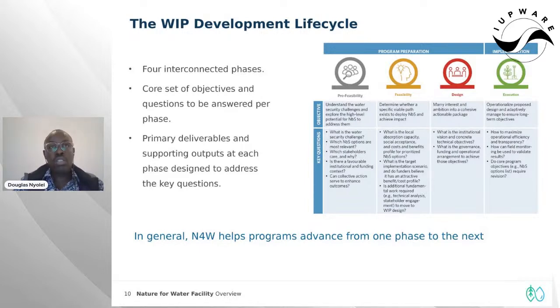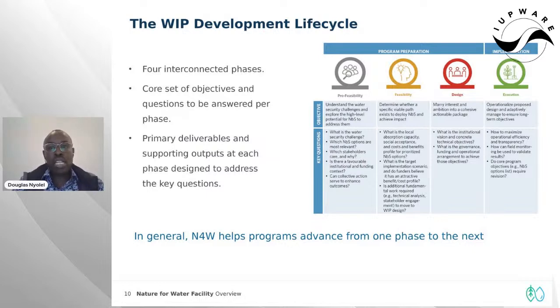And the first phase is, of course, when somebody approaches the facility for that help, is to do a pre-feasibility assessment. And the purpose of this is to be able to understand at a high level the water security challenges and be able to know the potential for nature-based solutions to address this. If the answer to that is yes, then definitely we move to the second phase, which is a feasibility assessment. And here we determine whether a specific viable path exists that can be used to deploy these nature-based solutions and achieve impact in terms of water security.